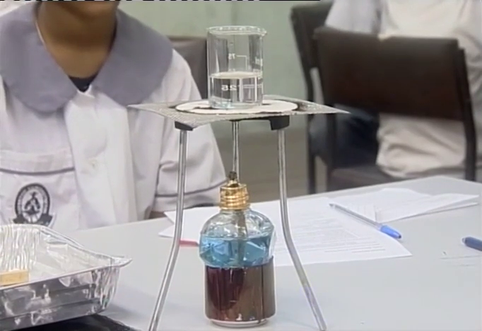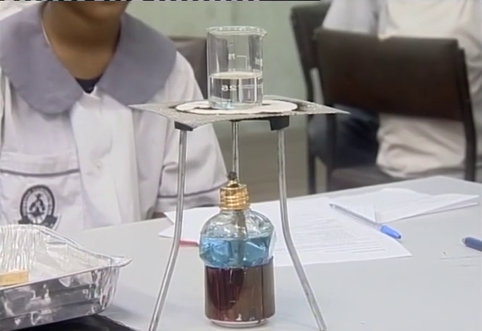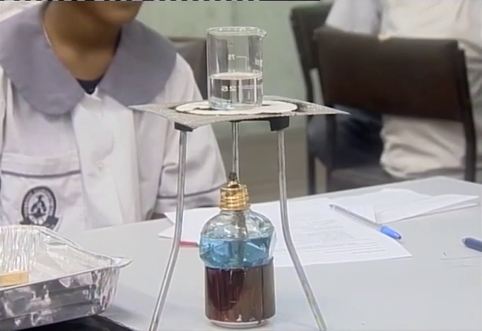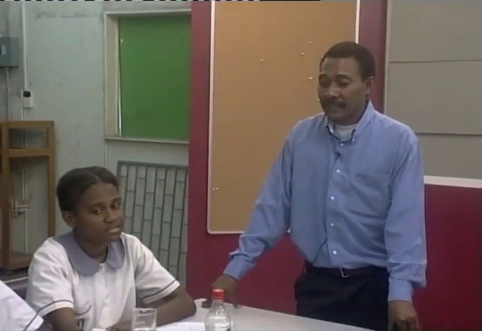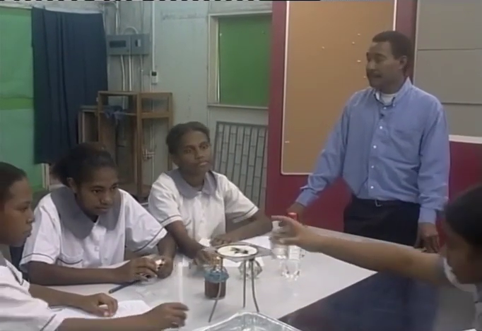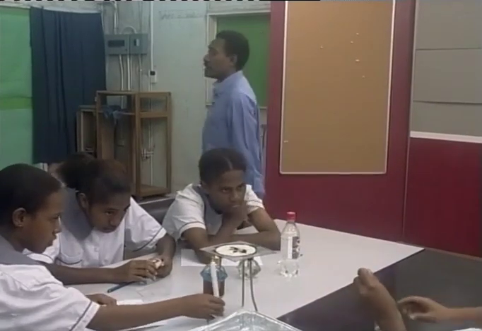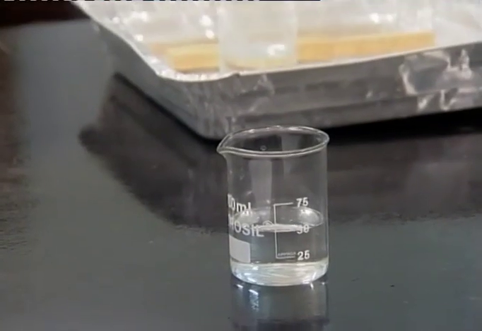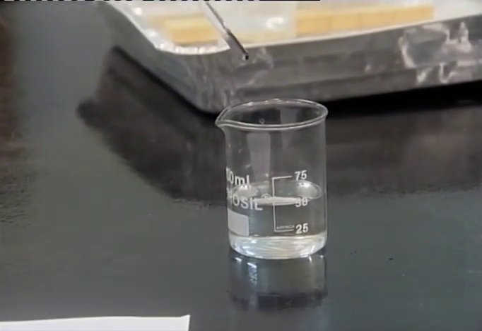All right, next one we will use the candle. Before we light it, what are we going to do? Get the temperature of the cold water. The other beaker that you have used, you can pour that away. The new one, you get the measurement first.